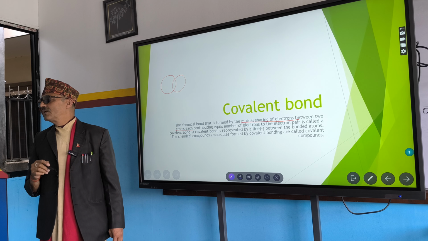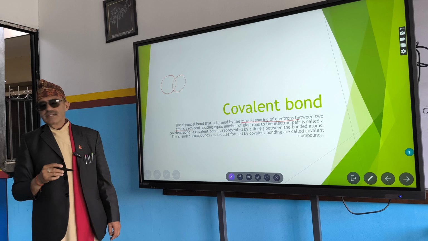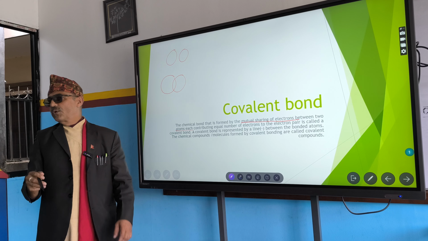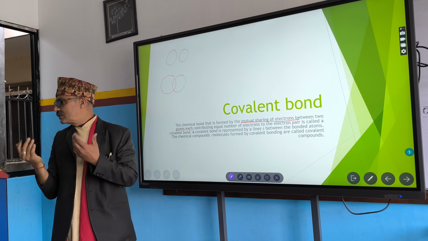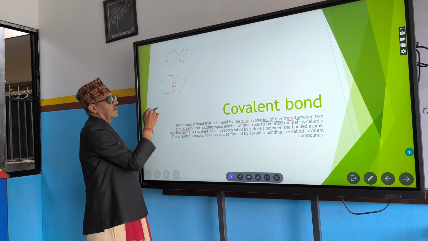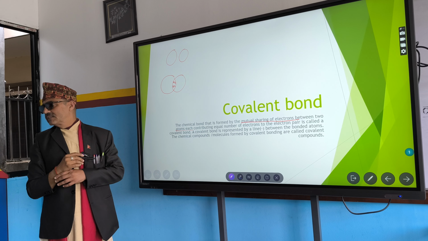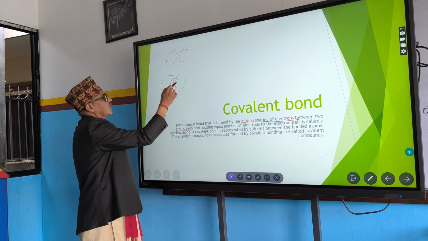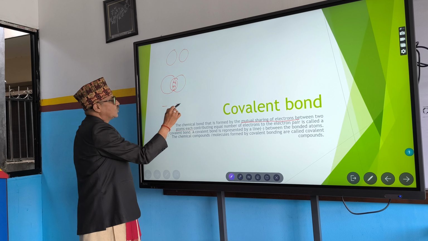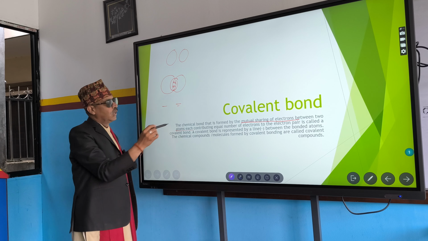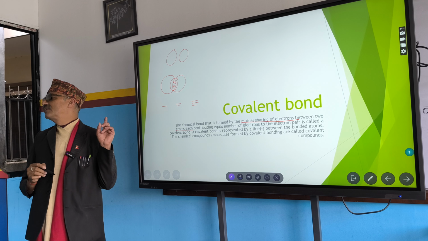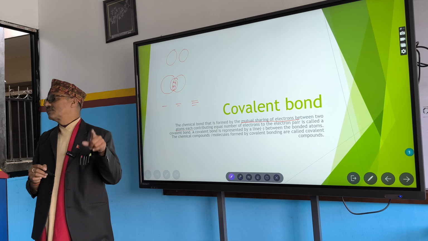This is an overlapping set, right? And what type of set is this? Disjoint set. So electrovalent bond is like a disjoint set, and covalent bond is like what I said, overlapping sets. So electrons are shared, either one pair, or two pairs, or three pairs of electrons are shared.